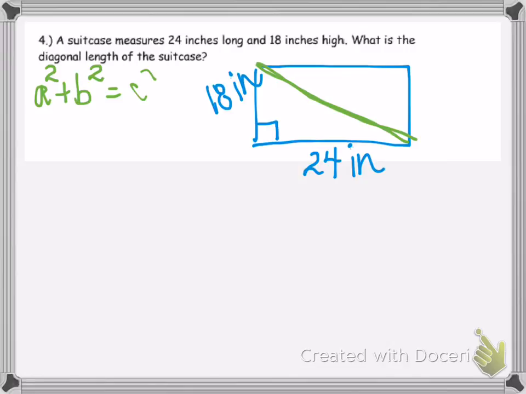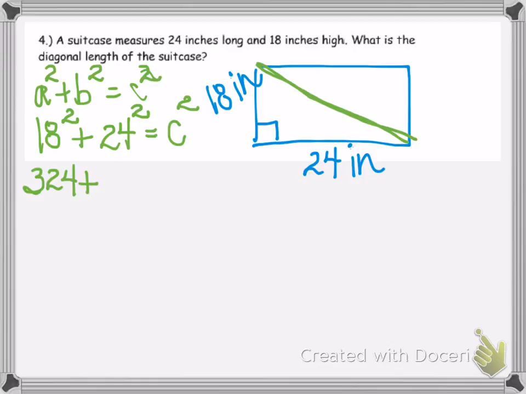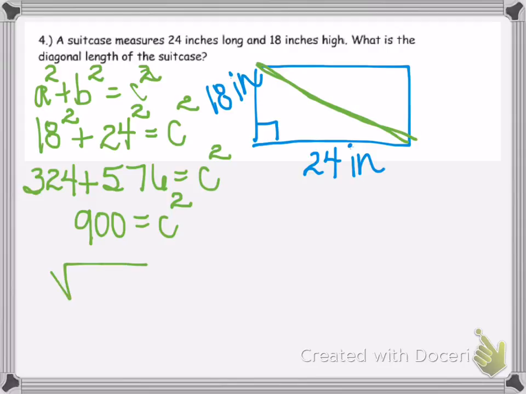I have 18 inches for one of them, and I'm going to square that, plus 24 inches for the second leg equals c squared. 18 squared gives me 324. 24 squared gives me 576. And we're trying to find the length of the hypotenuse squared. 324 plus 576 gives me 900. And if I want to know what just the hypotenuse is and not the hypotenuse squared, I need to take the square root of 900. Square root of 900 is 30 inches.